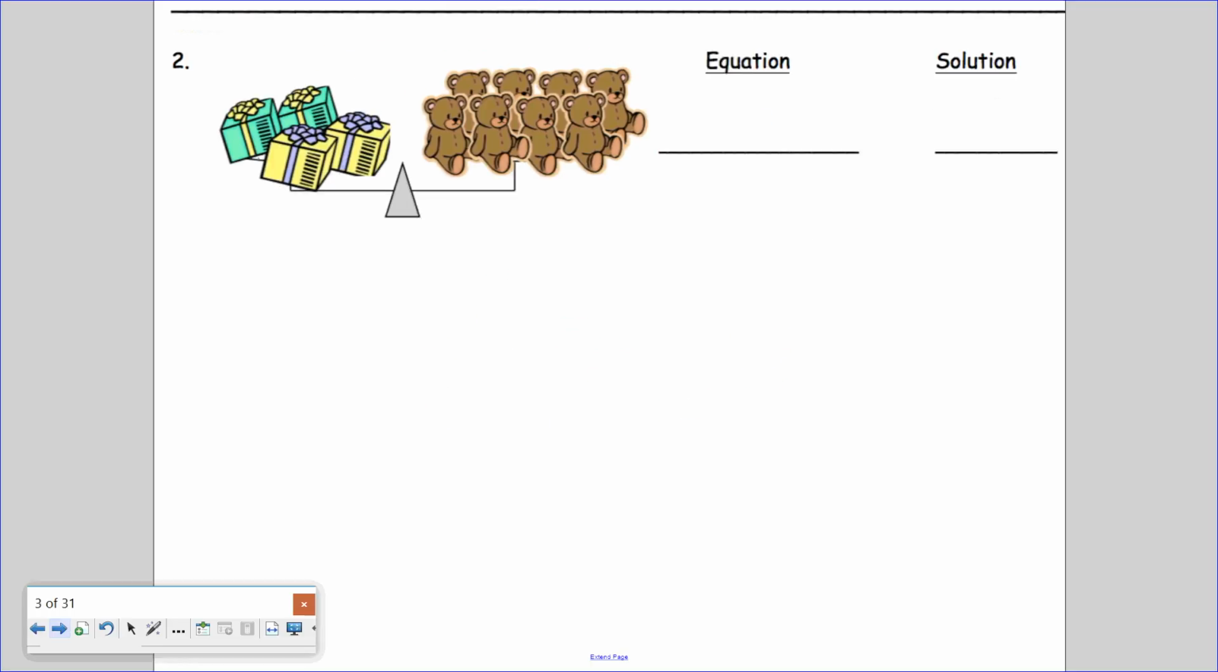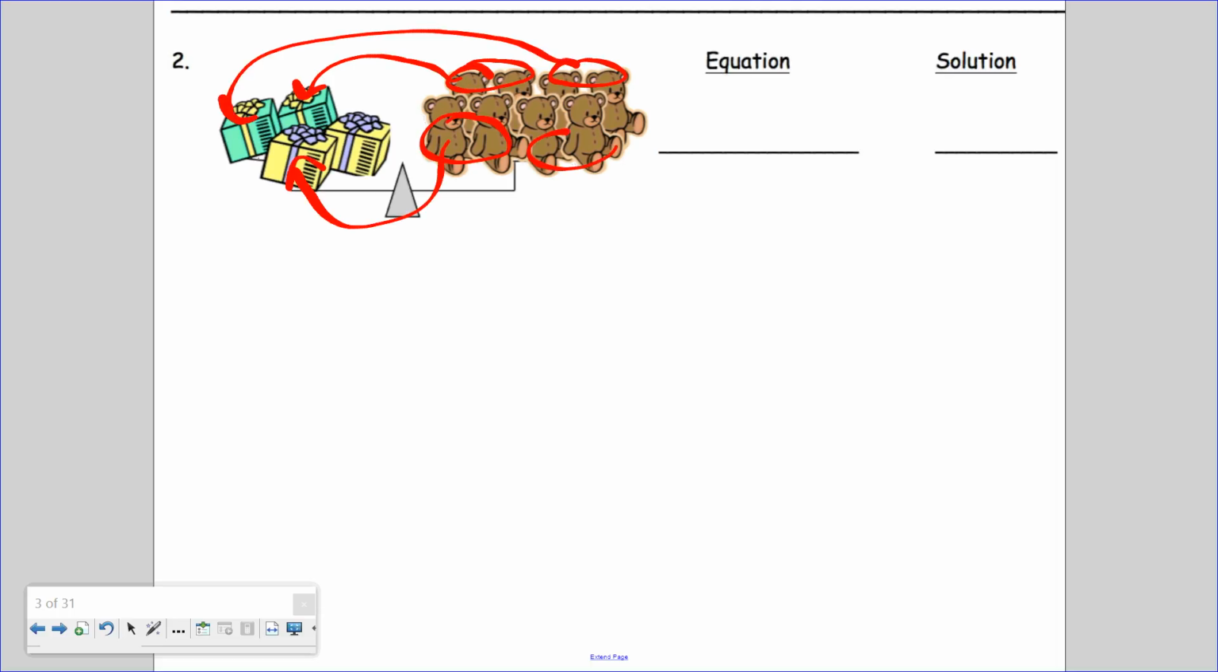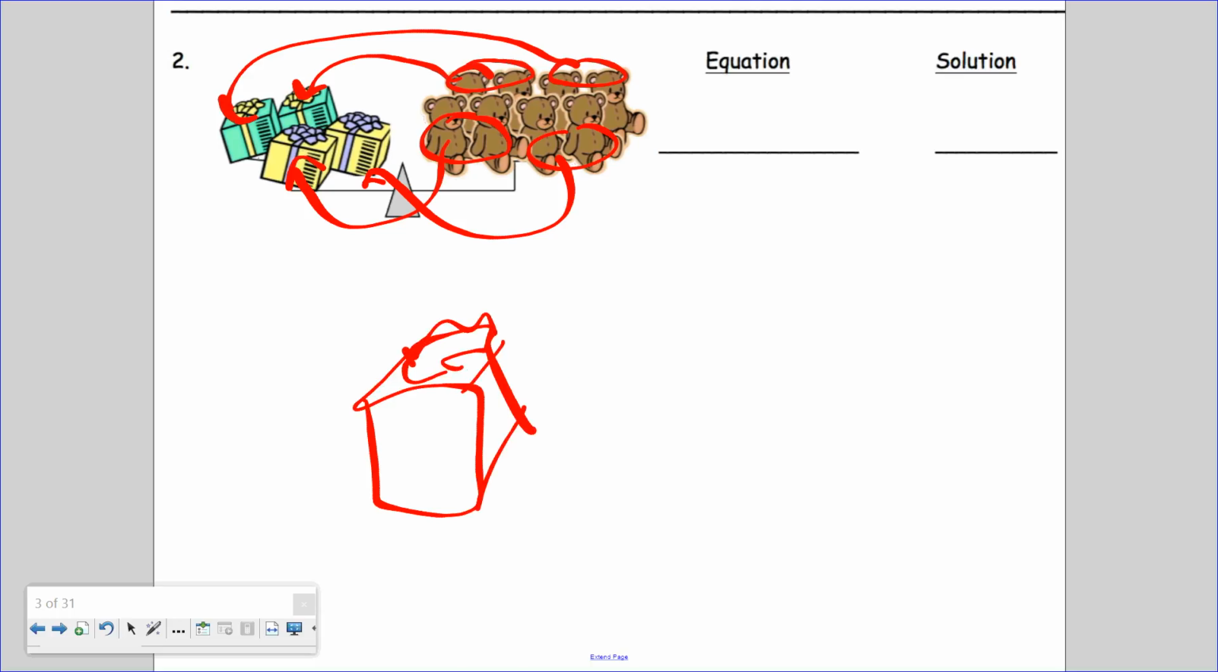Number 2, we have 4 presents with 8 teddy bears. How many teddy bears will go in each present? Well, we need to divide the 8 teddy bears into 4 groups. 1 group, 1 group, 1 group, 1 group. Pardon my drawing skills. A present is equal to 2 teddy bears.